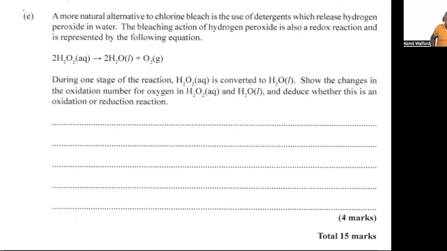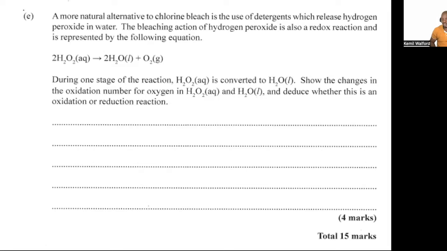Okay, part E of number 2. A more natural alternative to chlorine bleach is the use of detergents which release hydrogen peroxide in water. The bleaching action of hydrogen peroxide is also a redox reaction and is represented by the following equation. 2 moles of hydrogen peroxide breaks down to give us 2 moles of water and 1 mole of oxygen gas. Now, during one stage of the reaction, hydrogen peroxide is converted to water. Show the changes in the oxidation number of oxygen in hydrogen peroxide and water, and deduce whether this is an oxidation or reduction reaction.